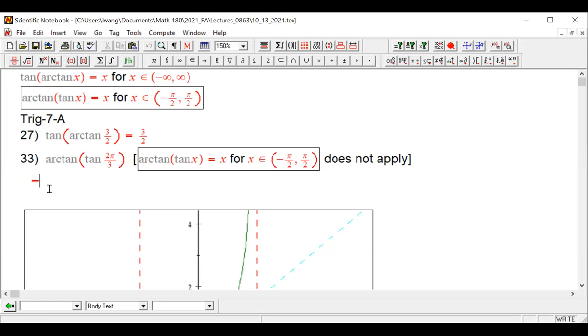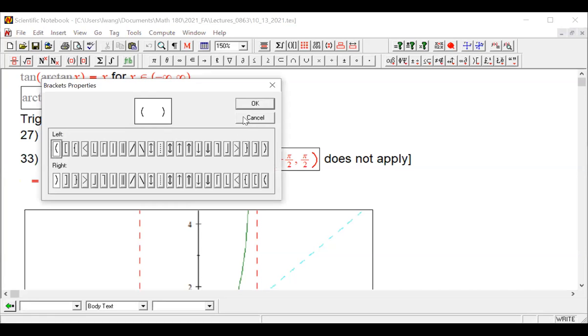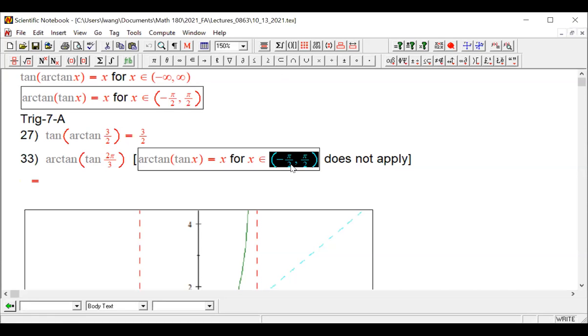We have to do it from inside out, because this tangent is defined on the domain of any real number but the odd number multiples of pi over 2. 2 pi over 3 is not in that set, so that property does not apply. It doesn't mean it's undefined. It is well defined because 2 pi over 3 is not one of those odd number multiples of pi over 2. So we're going to do it from inside out.